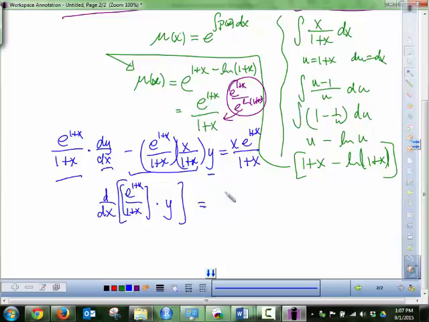Okay, and then what we have here on the other side is x e to the 1 plus x over 1 plus x. So now we just have to integrate both sides and then solve for y. Right, those are the last two steps.